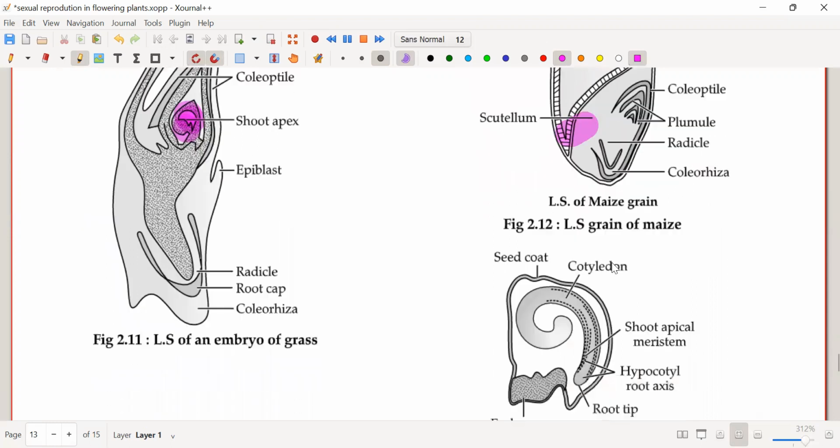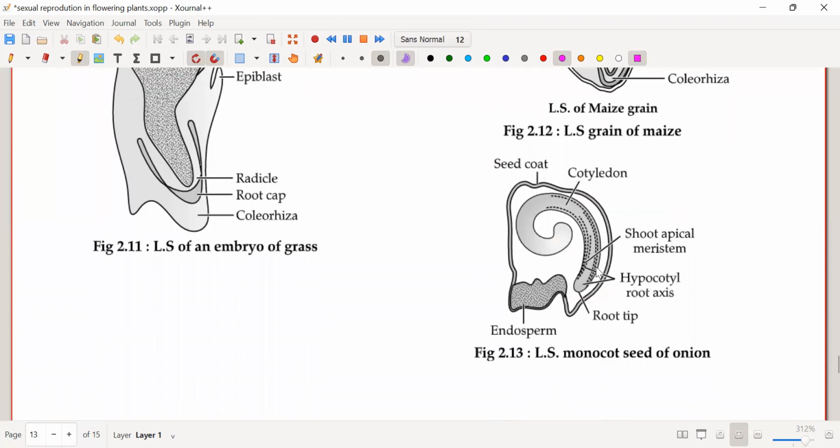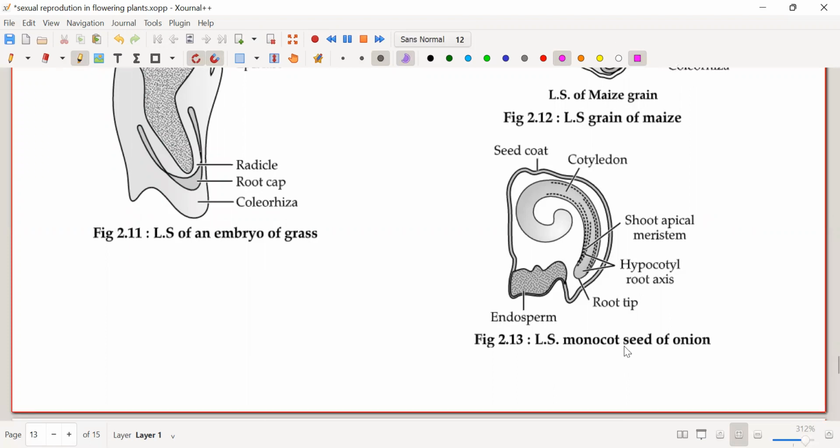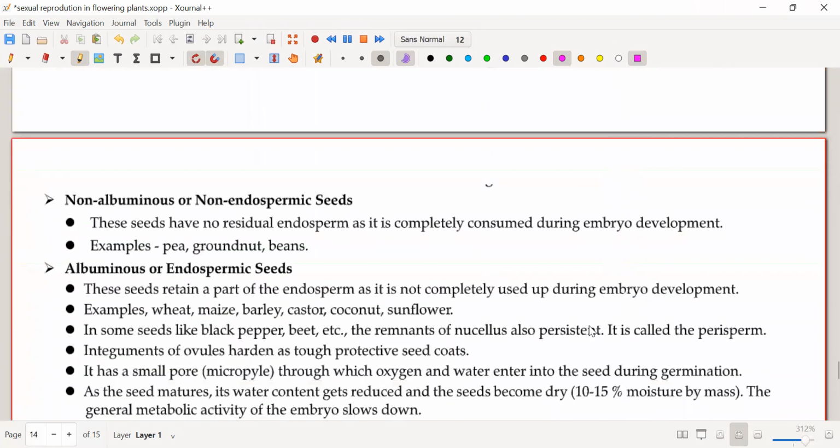Maize seed. Then this is monocot seed of onion. See this? There is a seed coat, there is an endosperm, shoot apical meristem, which will start the leaves, which will give rise to that juicy, succulent leaf. Then root tip is there. LS of monocot seed of onion.